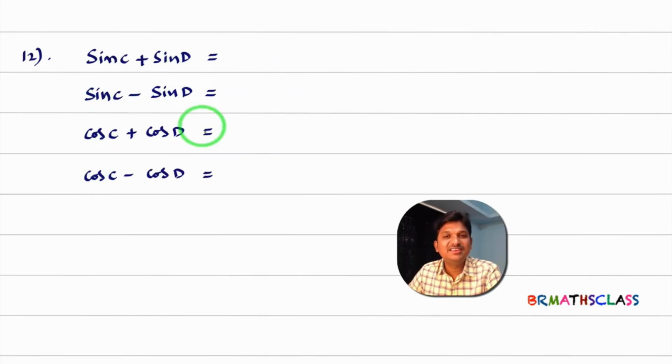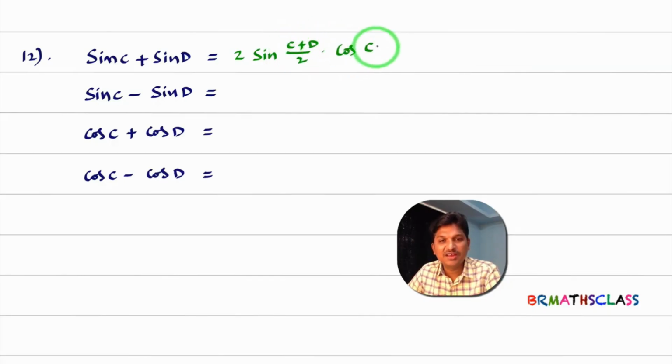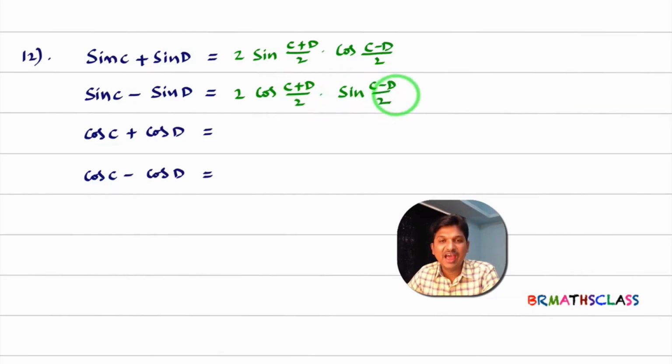The formula for sin c plus sin d is 2 sin c plus d by 2 into cos c minus d by 2. Sin c minus sin d formula is 2 cos c plus d by 2 into sin c minus d by 2. See, have patience. Do not lose your concentration.